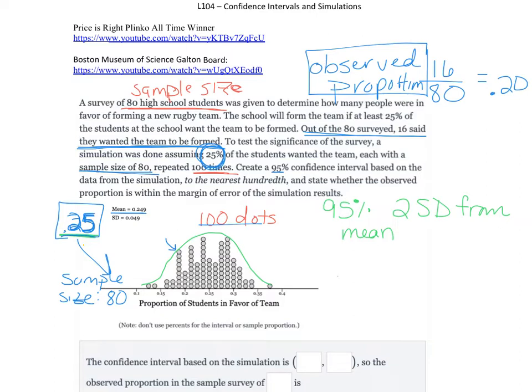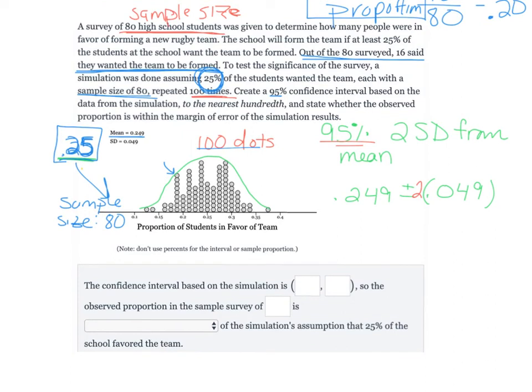So what I do is I start with my mean, 0.249, and I add or subtract 2 standard deviations. So I'm going to put this in a different color. 2 standard deviations. So we're going to go out 2 standard deviations, hoping that we get 95% of the data. So I'm going to move this up just a little bit. So if I calculate this, if I subtract 2 times 0.049, I get 0.151.